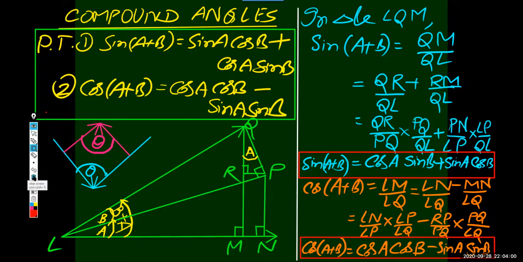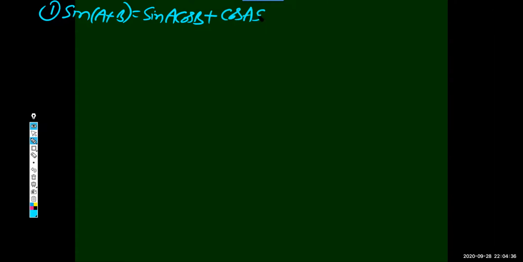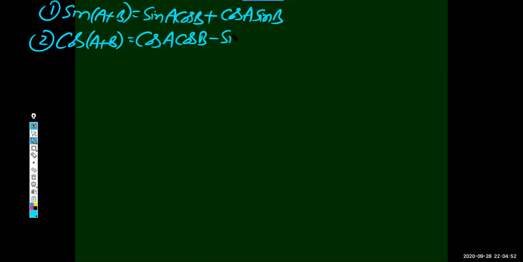Okay, should I move forward? Yeah, just see this now. Let me write. Number 1. Formula number one, just now we derived it. Sine of a plus b. Sine a cos b plus cos a sin b. Next, number two. Cos of a plus b. Cos a cos b minus sin a sin b. These two we derived just now.